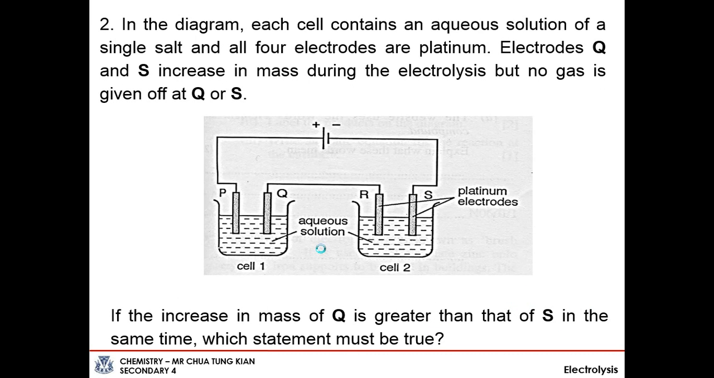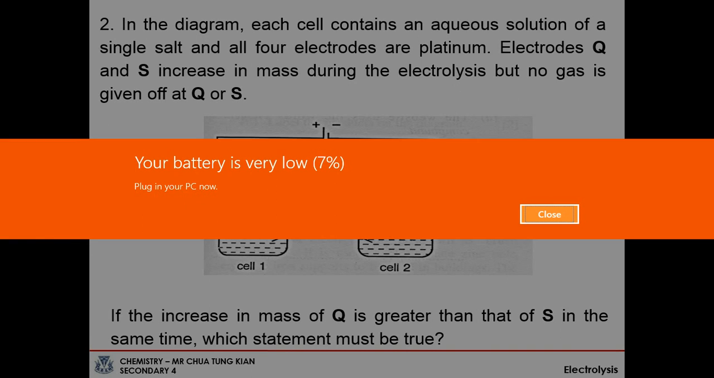For question 2, why does the mass of Q increase more than that of S? There are 4 possible options here. If we analyze the options one by one, we will know that D is not feasible.